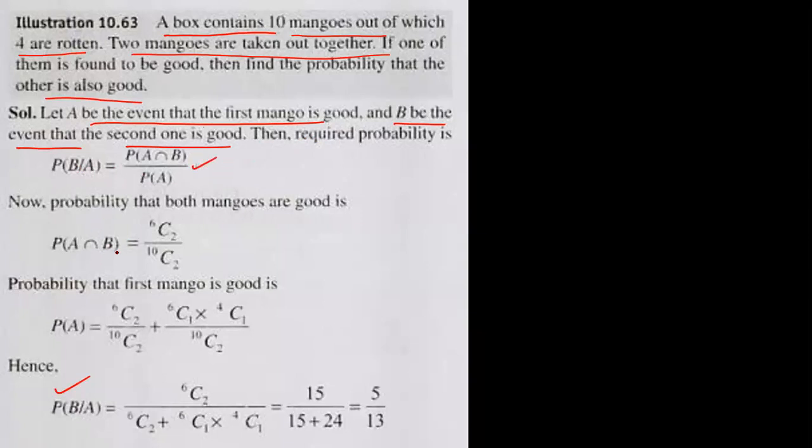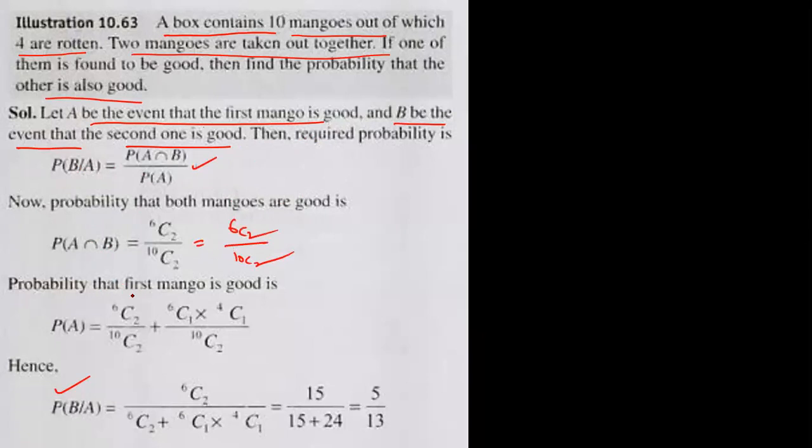Now, how do we find P of A intersection B? Both mangoes are good. What is the probability? Choosing any two mangoes, what is the sample space? That is 10C2. Both are good means 6C2. That is P of A intersection B.